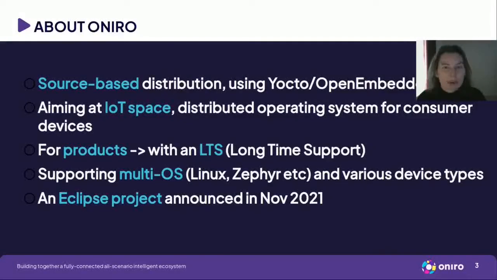One important difference between Oniro and other embedded distributions is that we support multiple operating system kernels at the same time. Operating system kernels like Linux and Zephyr, and various device types, as you can imagine, of different sizes and different hardware features. Oniro is an Eclipse project since late 21.